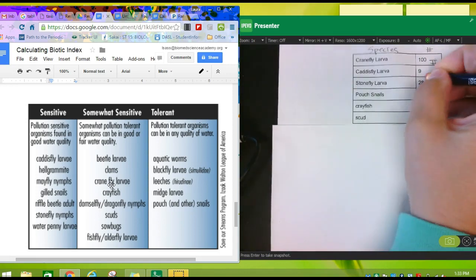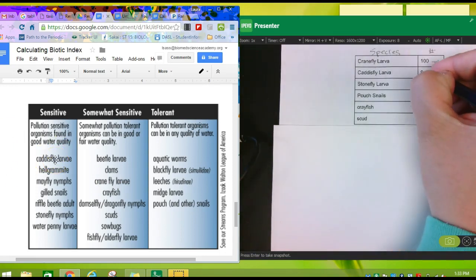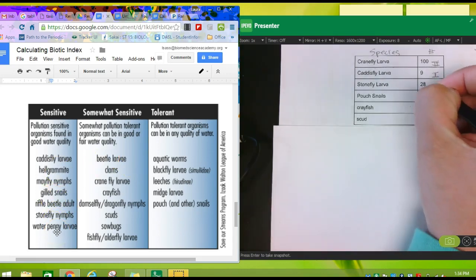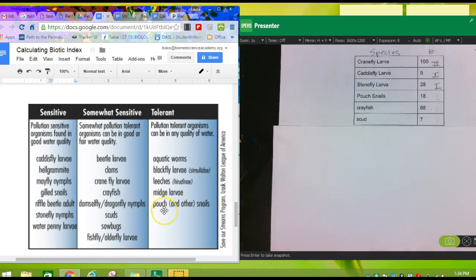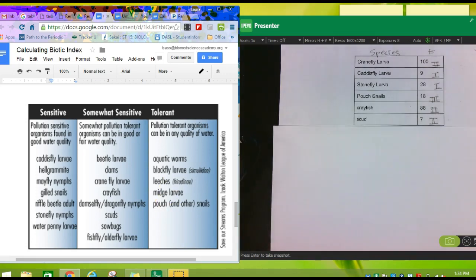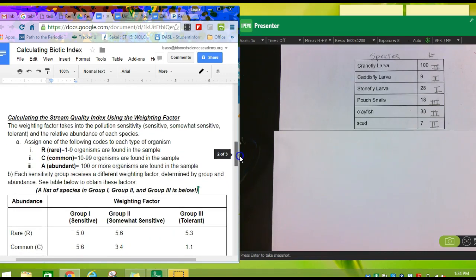The second one then is caddisfly. So if we look at caddisfly, we can see caddisfly larvae are in the sensitive, so that would be group 1. If we look for stonefly, we can see stoneflies are in the sensitive group, so they would also be in group 1. Pouch snails are over here and tolerant, so they'd be group 3. Crayfish are going to be in group 2, and scuds are also going to be in group 2. So the first thing you want to do is classify into group 1 being sensitive, 2 being somewhat sensitive, 3 being tolerant.